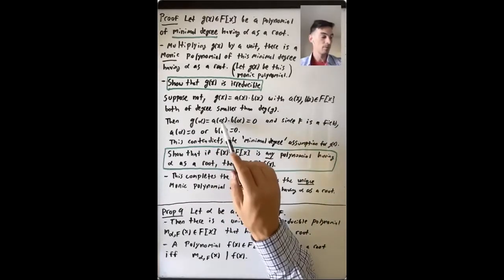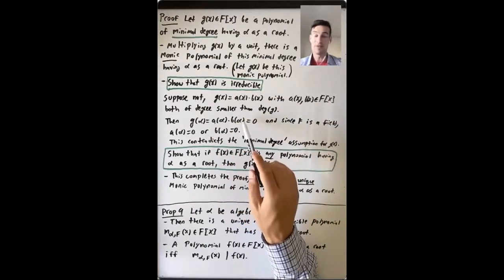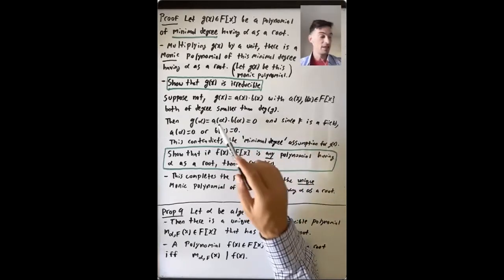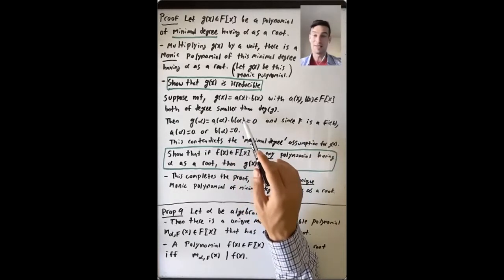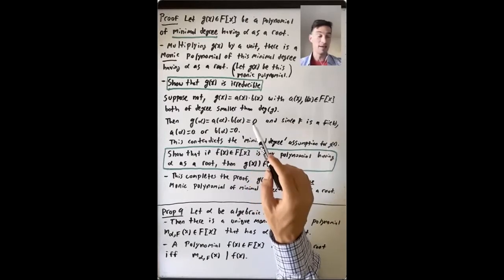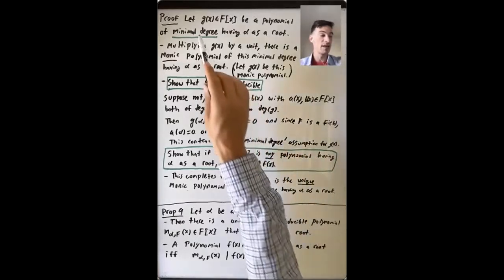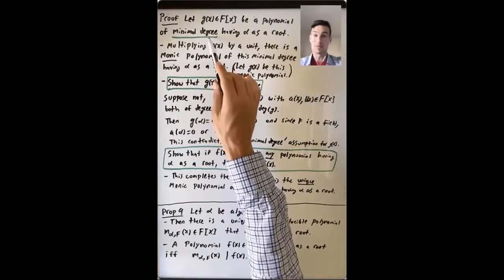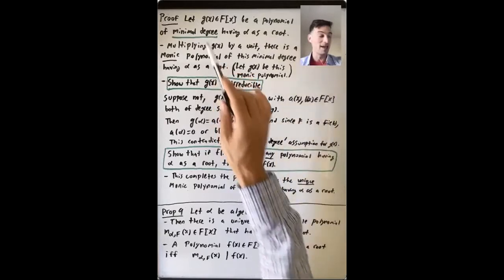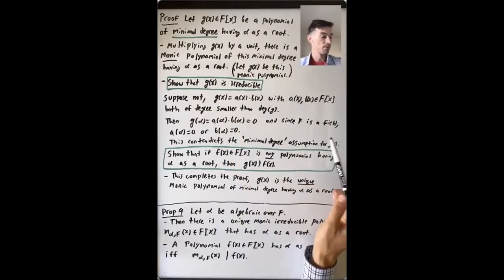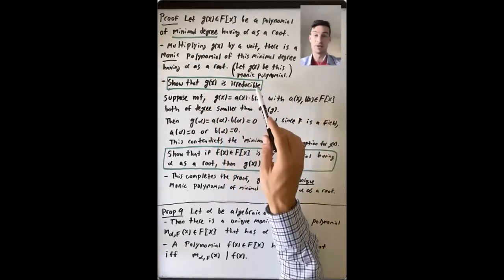So how could a of alpha times b of alpha be 0? These are two elements in F that multiply to 0, and F is a field. So one or the other of these has to be 0. So that means that alpha is either a root of a or it's a root of b, but they both have degree smaller than the degree of g. So this contradicts the assumption that g of x was a polynomial of minimal degree having alpha as a root. Okay, so that shows that g of x is irreducible.